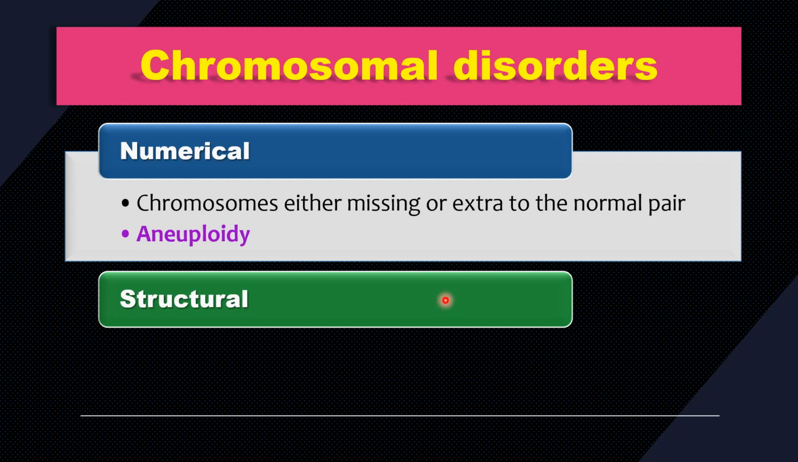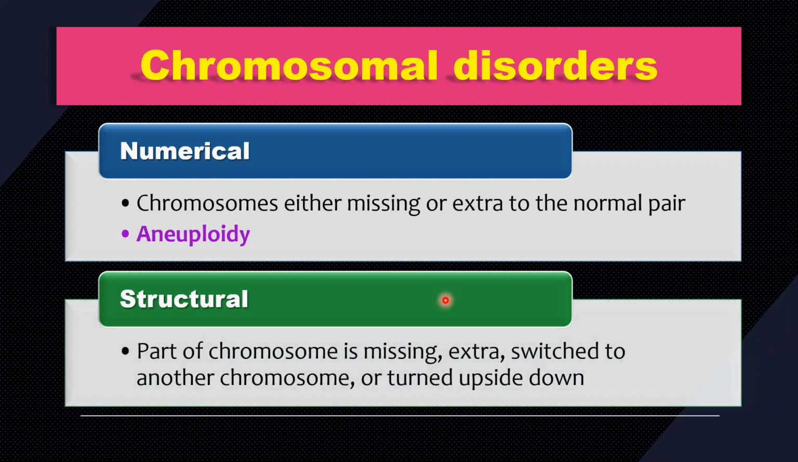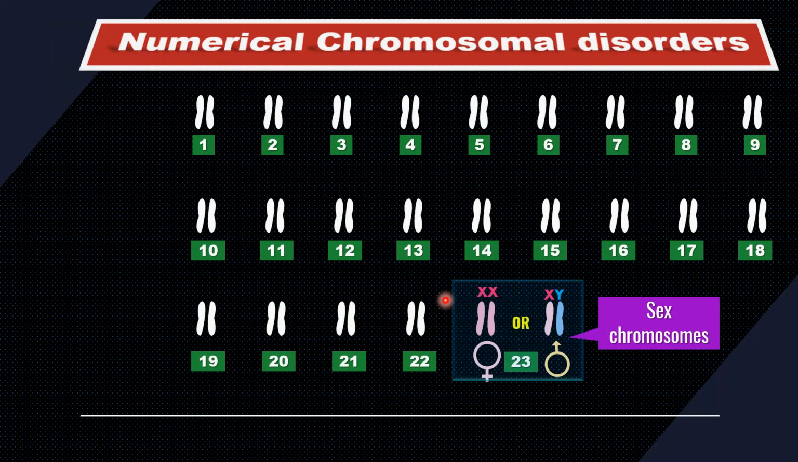Structural chromosomal disorders mean a part of a chromosome could be deleted or added or switched between two chromosomes, or sometimes a part or region of the chromosome will be reversed, inverted or upside down. We will see all these disorders one by one. First we will see numerical chromosomal disorders.